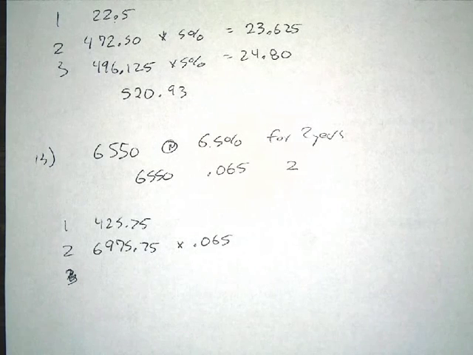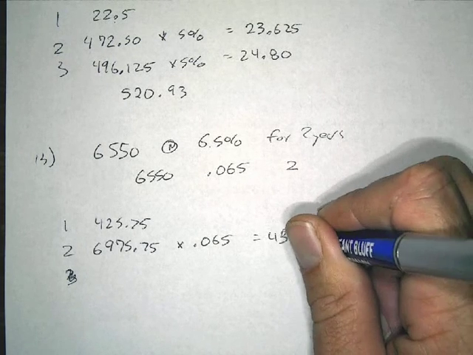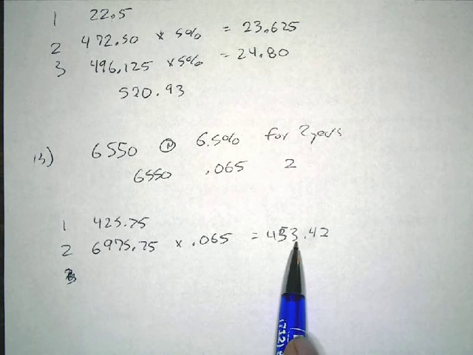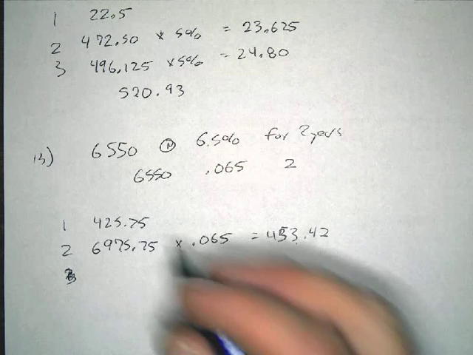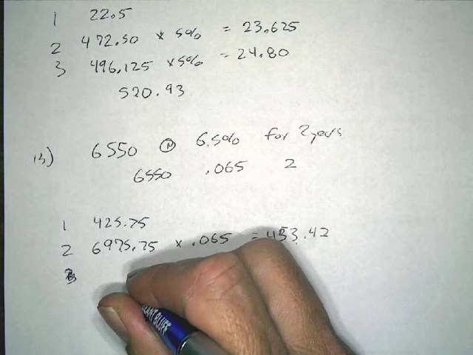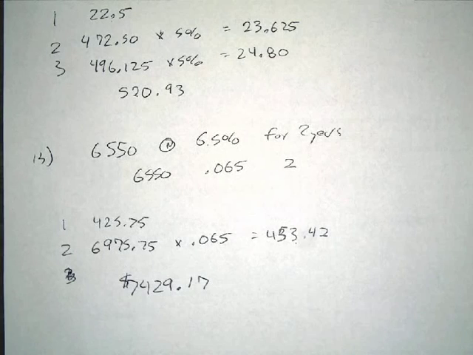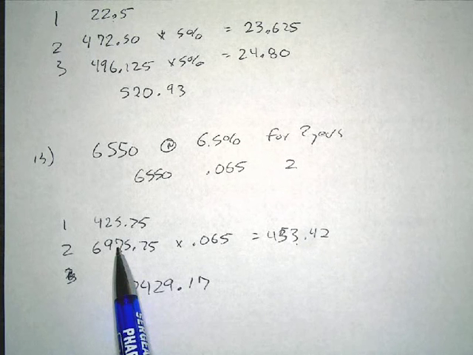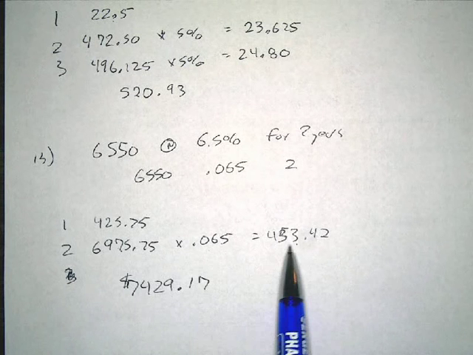We get 453.42. So to find out the total amount after year 2, we take our interest we gained, add it back to our original number, and we would have an answer of $7,429.17. So when we compound annually, find the interest for year 1, add back in your original amount, take it times our percent again, we'll have interest for year 2, add that back to what we started with to find your total.